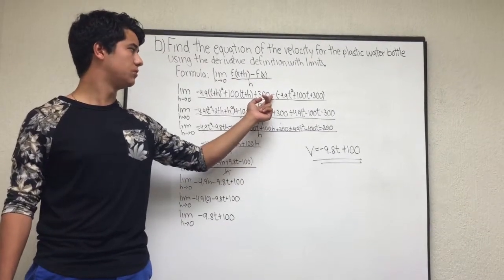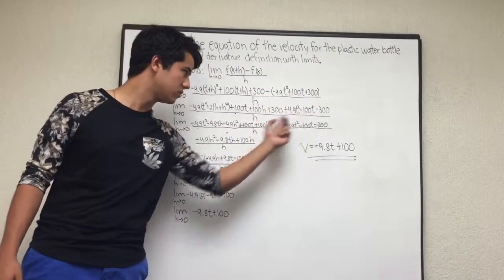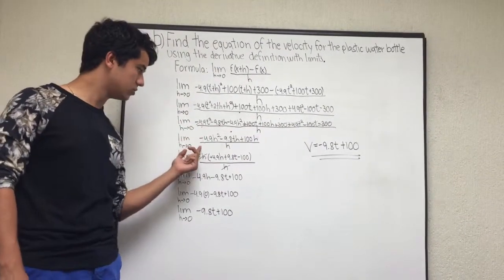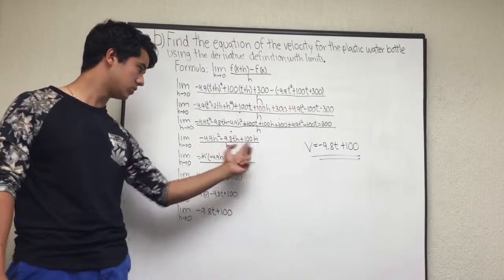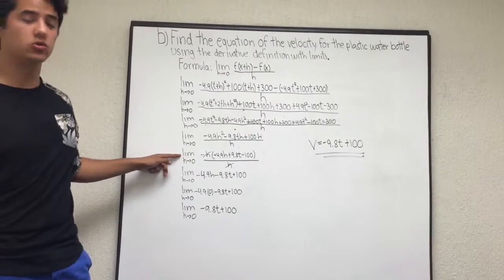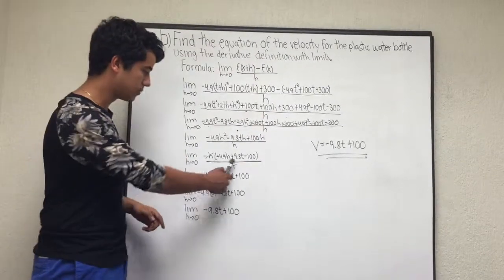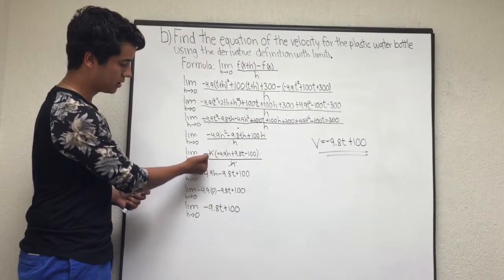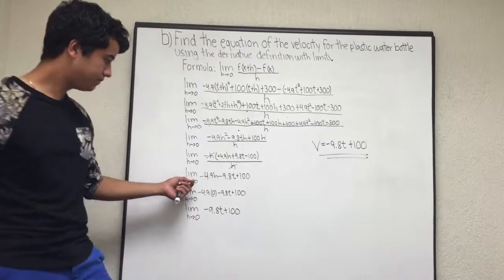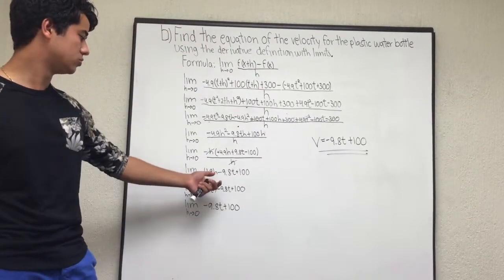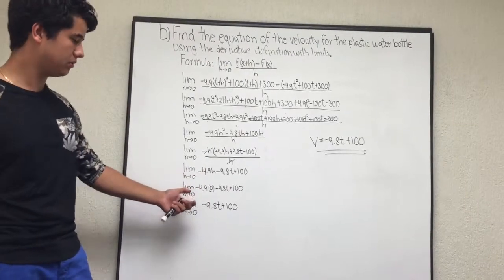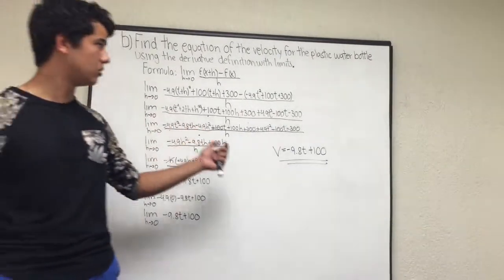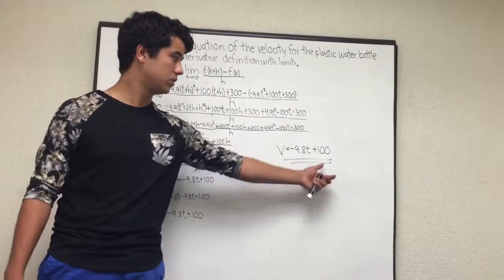Then we need to multiply the sign by all this function, and we have all this. Then here we have to simplify the similar values, and the result of this operation is this one. Then we use the common factor, and we separate the h, and we simplify h over h, but the minus sign is still here. Then we substitute the value h by 0 because it's the limit, and then we have this answer, that is the equation of the velocity for the plastic bottle.